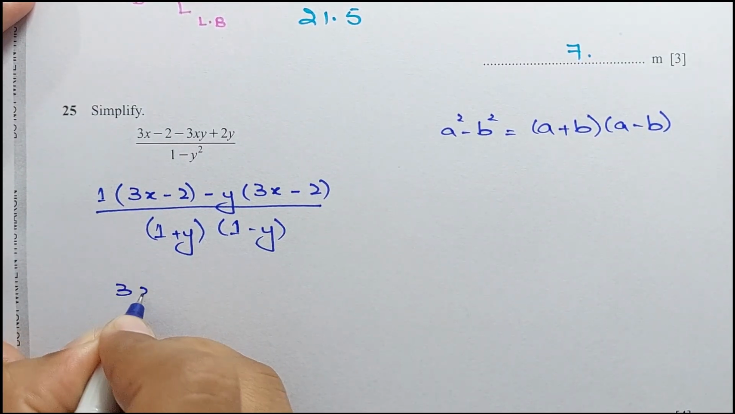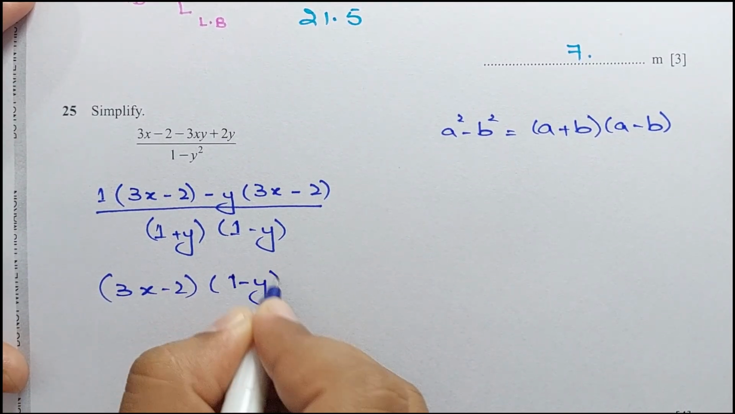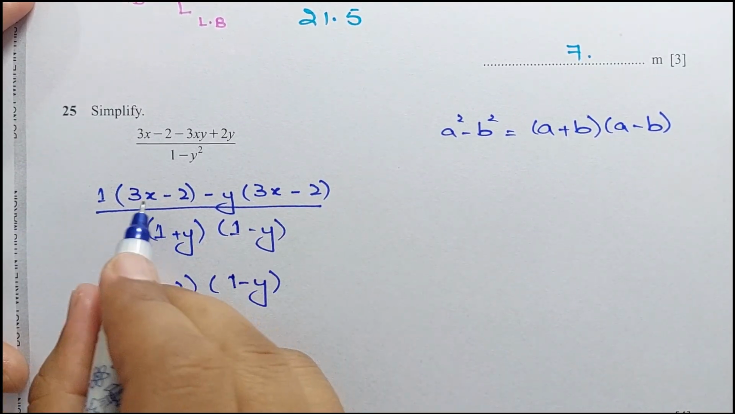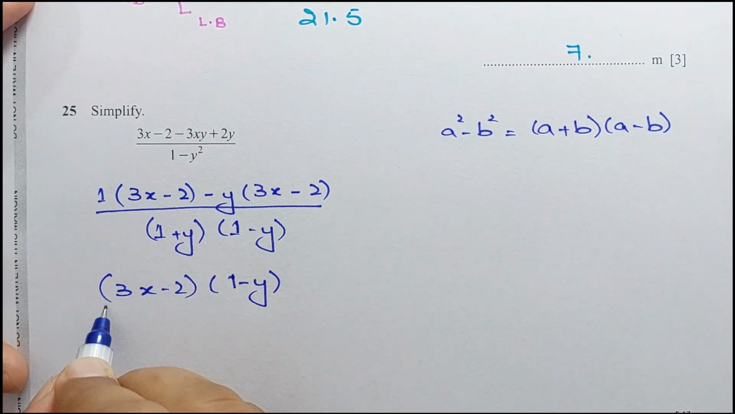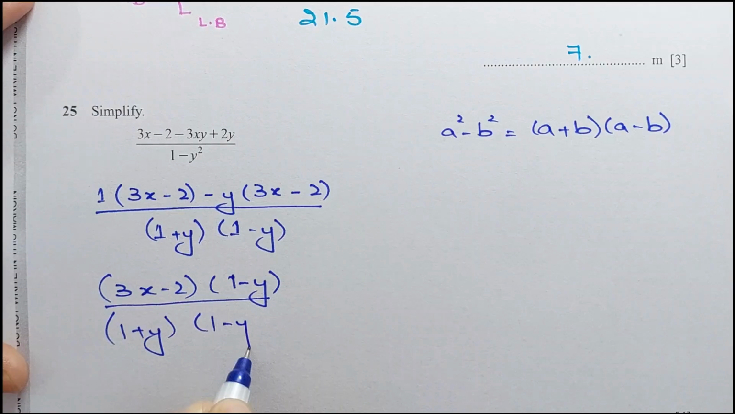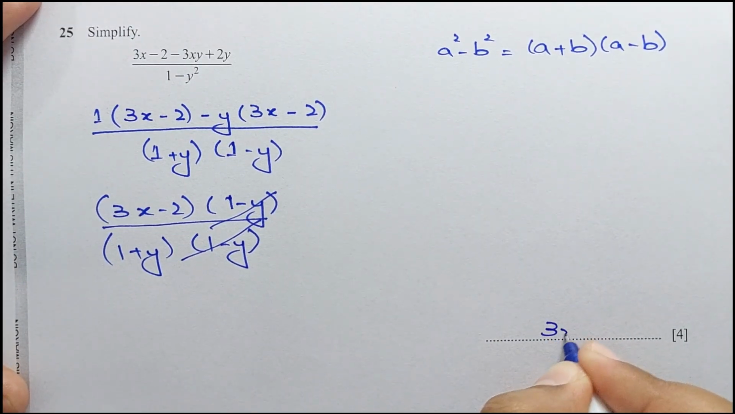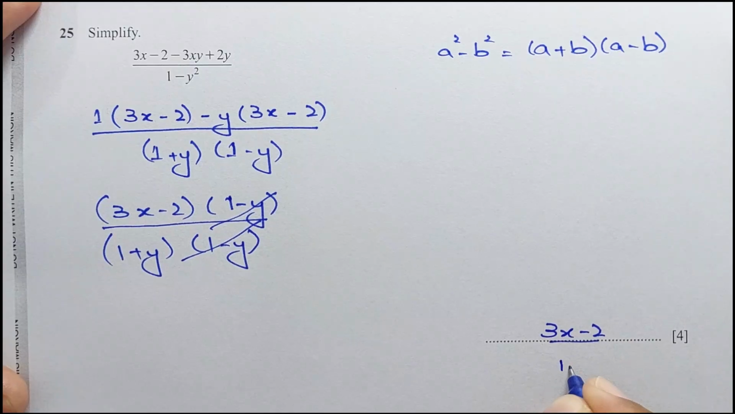Okay, so 3x minus 2 and 1 minus y. These are the two factors. 3x minus 2 and 1 minus y, over 1 plus y and 1 minus y. We can cancel the like factors. So the simplified answer is 3x minus 2 over 1 plus y.